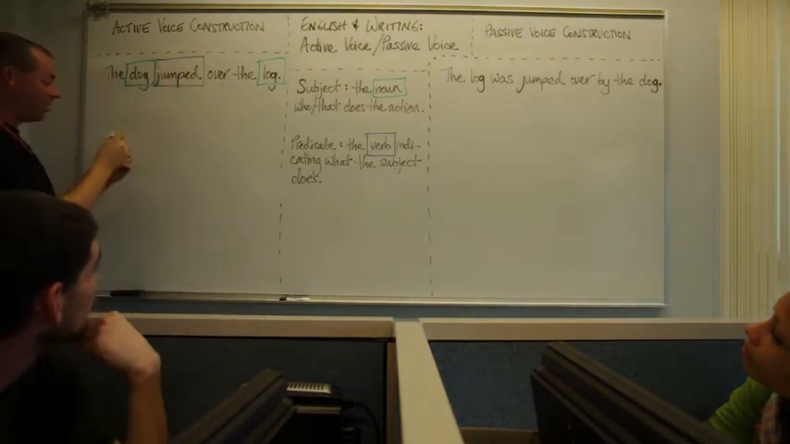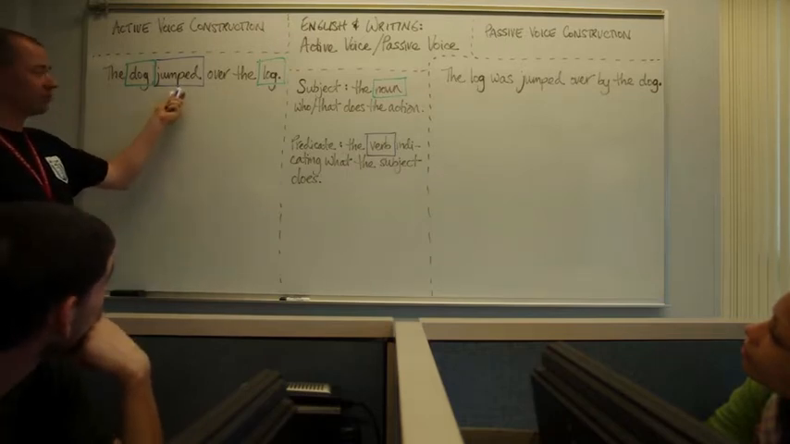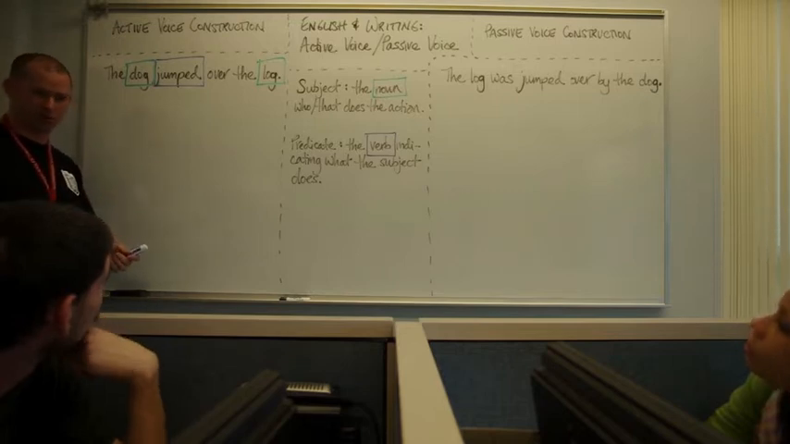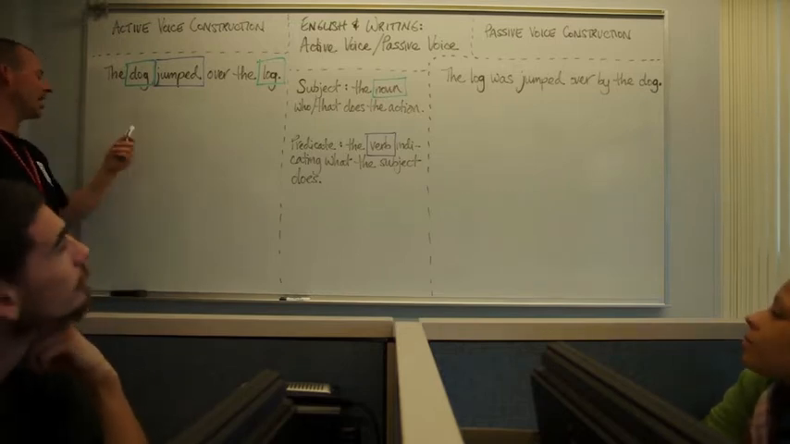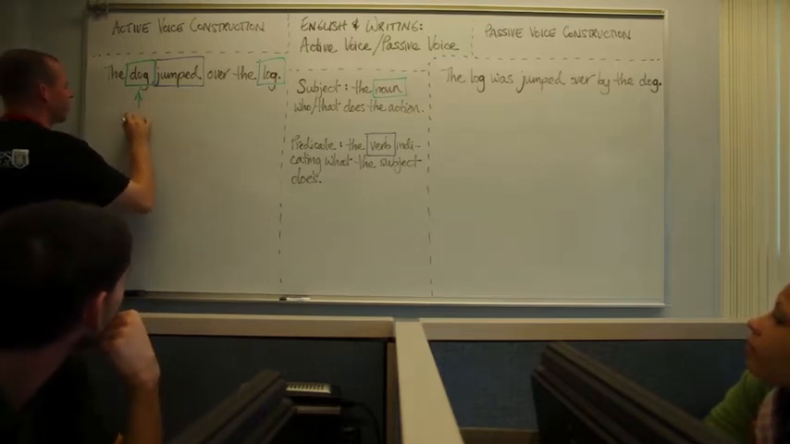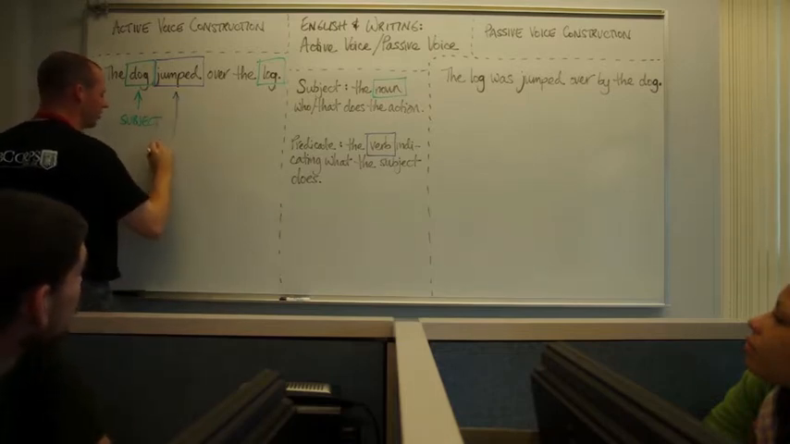We've got that. So now, really, the question is, which one of these nouns is doing the action described by the verb? Is the dog jumping, or is the log jumping? Dog. The dog is jumping, absolutely. Therefore, the dog is the subject of the sentence. And jumped, of course, is the predicate.